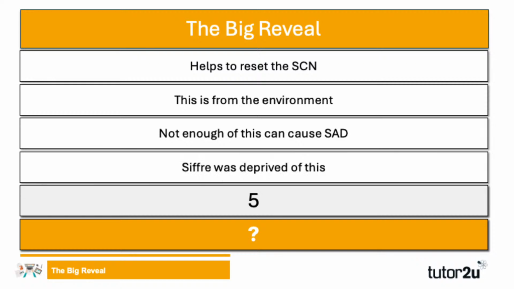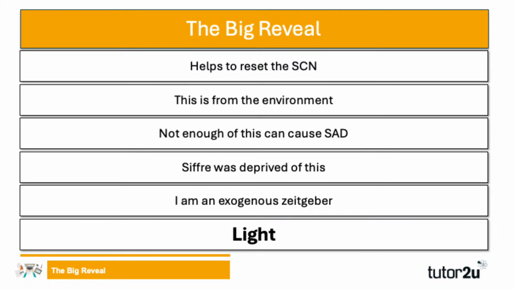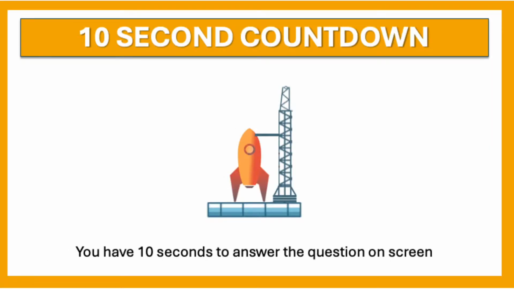Clue number 4: Siffre was deprived of this, and if you know that study well enough, you should know what it is. And clue number 5 is: I am an exogenous zeitgeber. And jumping in there for your answer, I think the first person on there that got that right was Amelia. So your answer is light. So well done, Amelia. Right, so just a bit of warm-up. I'm going to throw you over to Anne now for a few more short answer questions.